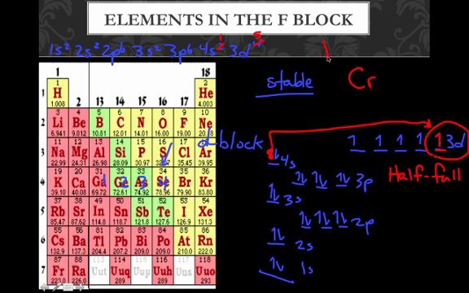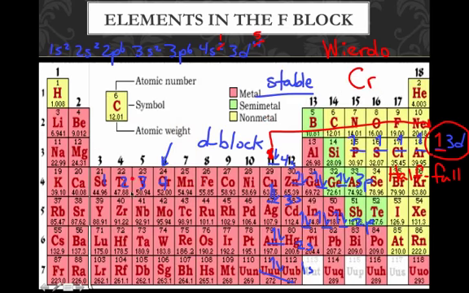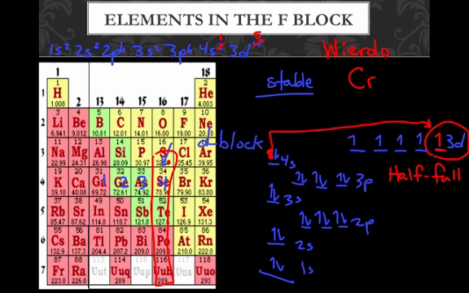So that's why I call chromium a weirdo, because it doesn't follow the rules. It kind of makes up its own rules. But chromium's not the only one that does this. See, all of these guys in the chromium family, molybdenum, tungsten, and seaborgium, they all do the same thing because their outside energy levels will be similar to chromium.